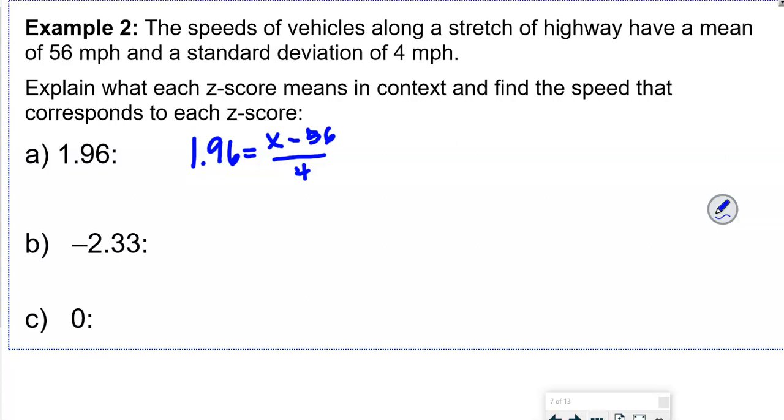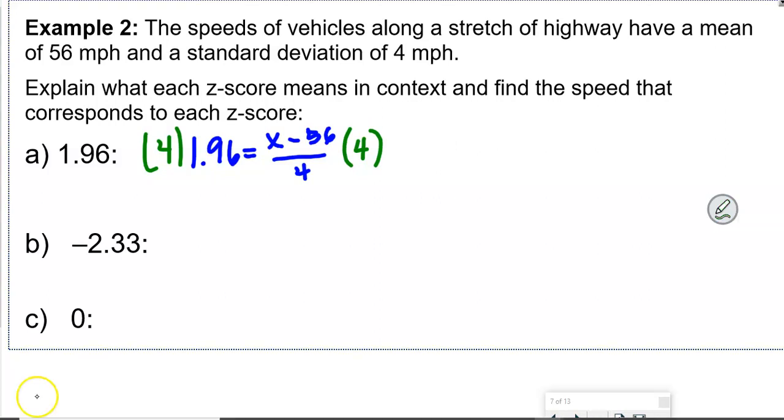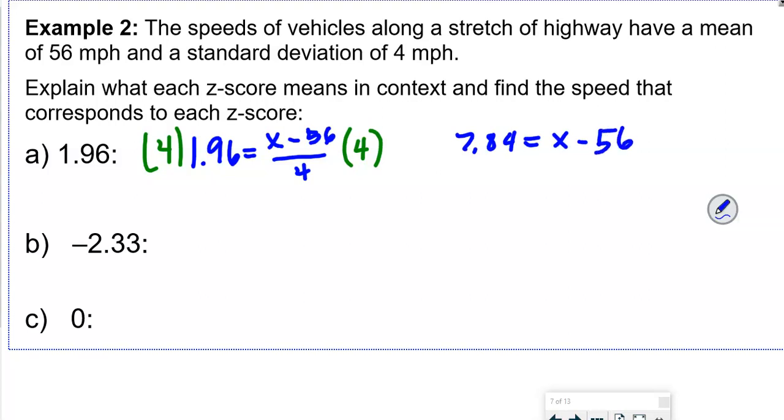So how do we get rid of something in the denominator? We multiply both sides by it, right? So when we multiply, what did I get? Sorry. 4 times 1.96, I get 7.84, and that's equal to x minus 56. So I'm going to add 56 to both sides, right? So my answer here is 63.84, and that would be miles per hour, right?